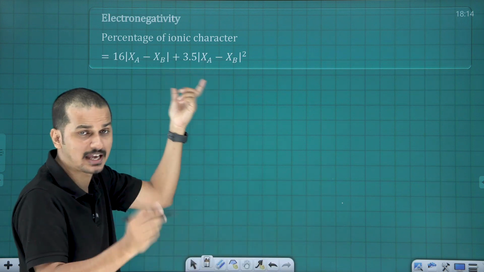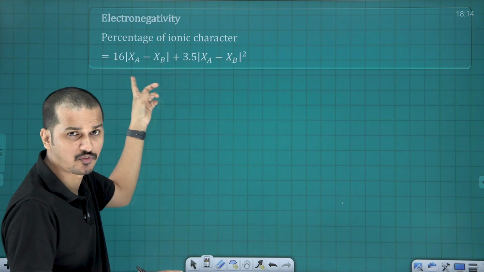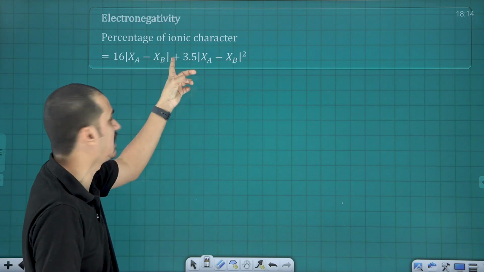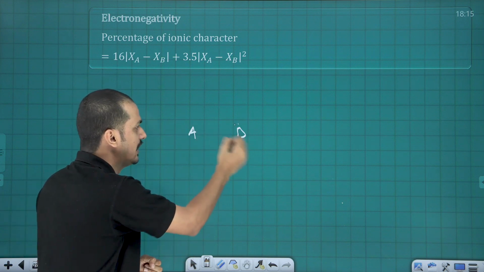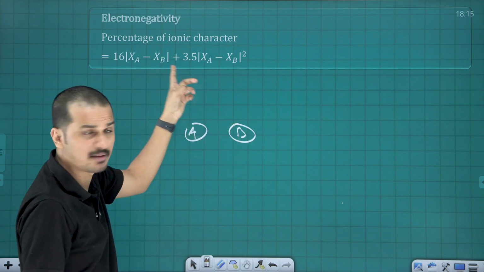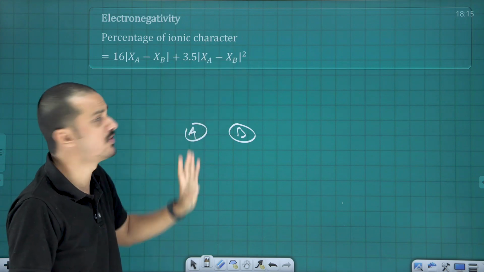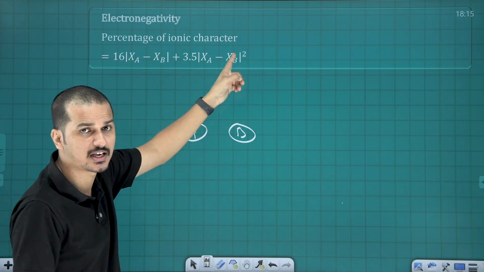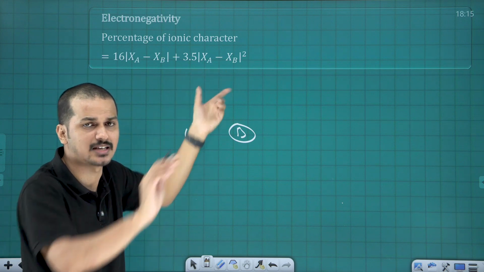If you know the electronegativity, from that we can find the percentage of ionic character by using the formula 16 into (chi A minus chi B) plus 3.5 into (chi A minus chi B) whole square. Chi A and chi B are the electronegativities of atom A and atom B. If you get a value x, then the percentage of covalent character is 100 minus x. Like that you can do.